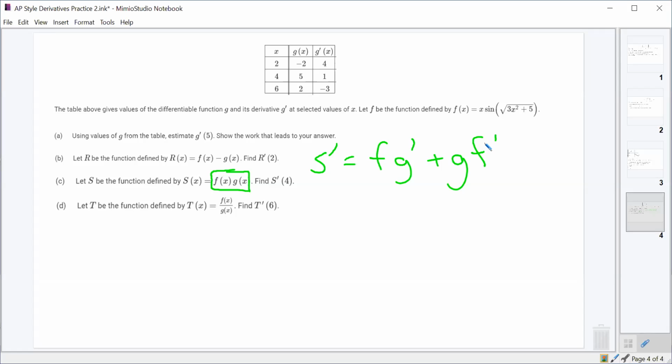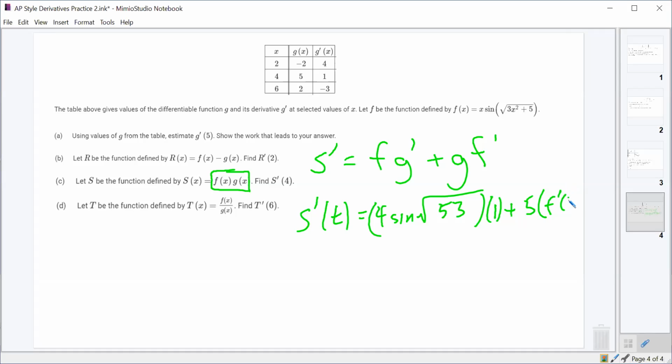Everybody agree that's the product rule? Yep. So for evaluating this at 4, s prime of 4 should be f of 4, which would be 4 sine of root, whatever that is, 48 plus 5, 53, times g prime of 4, and g prime of 4 is 1, plus g of 4, which is 5, times f prime of 4, and f prime of 4, we'll be able to use our calculator to evaluate.